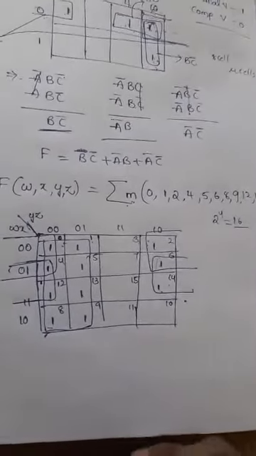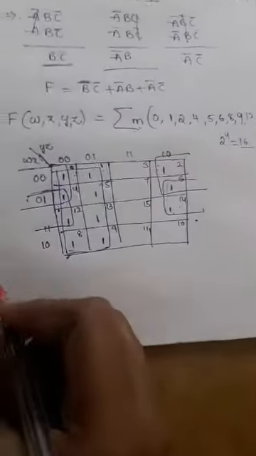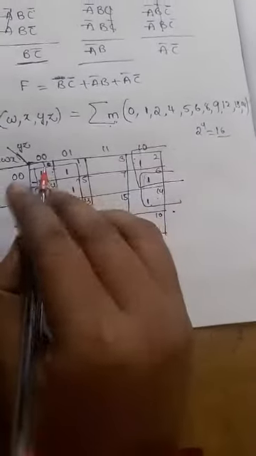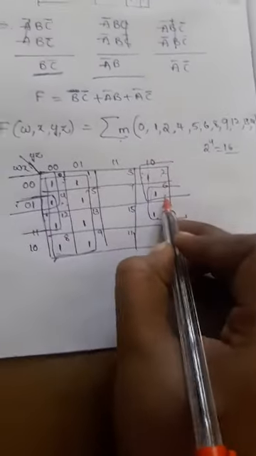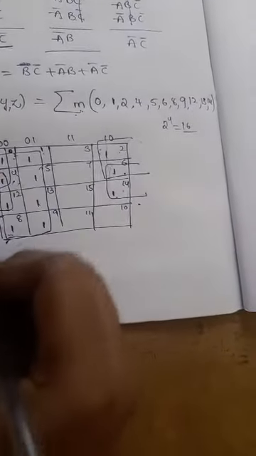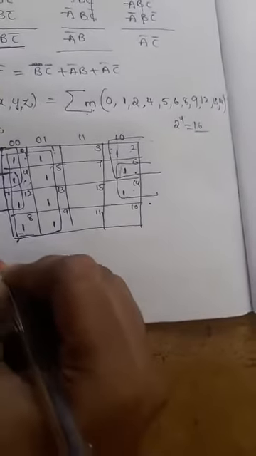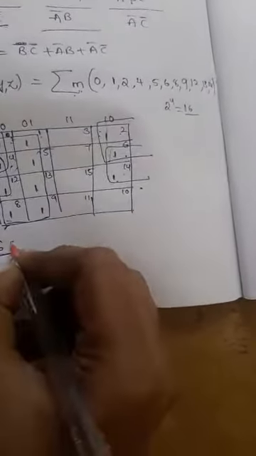Okay, so after grouping the cells, what is the next step? We need to reduce the cells. That means we need to find the prime implicant for these grouped cells. So first I am taking this cell, that means 0, 4 and 2, 6. Okay, first I am finding that one quad, which is nothing but the cell numbers 0, 4 and 2, 6 from this.